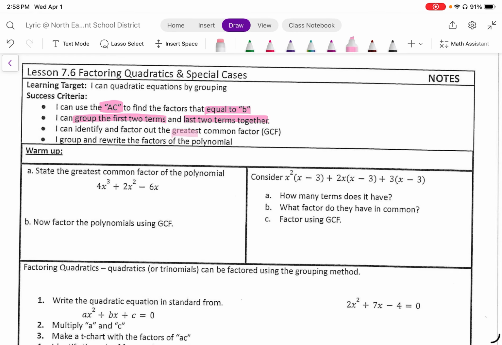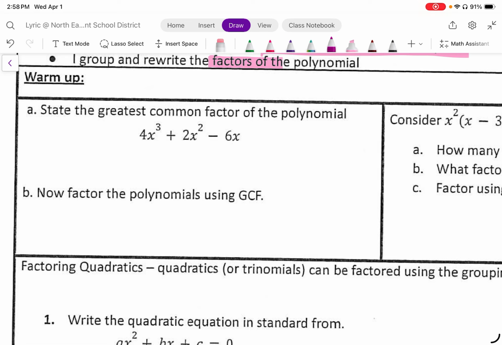So a little warm up here, it says state the greatest common factor of the polynomial. The greatest common factor is going to be the largest number that divides all three numbers. So looking at 4, 2, and 6, I know 4 is divisible by 2 and 2. I know 2 is divisible by 2 and 1. And I know 6 is divisible by 2 and 3. Now, what number do they all have in common? 2. So our greatest common factor is 2.